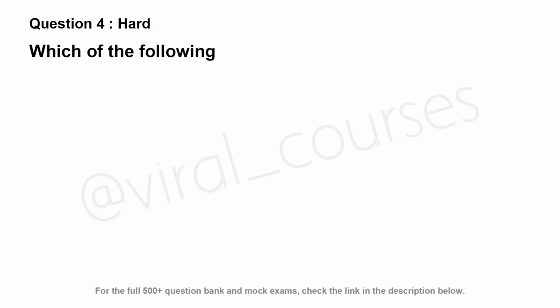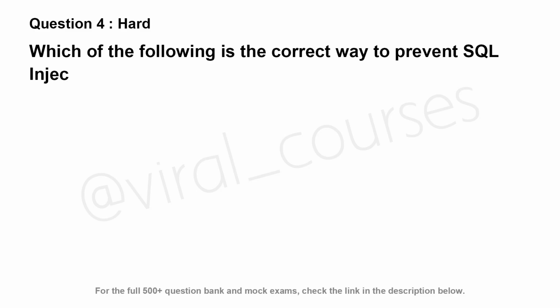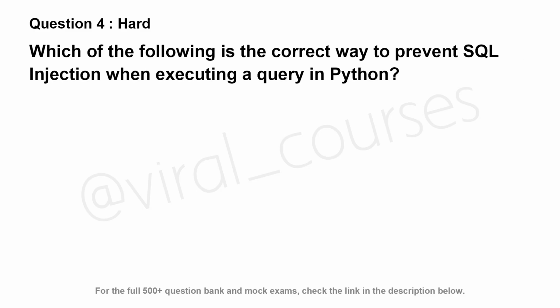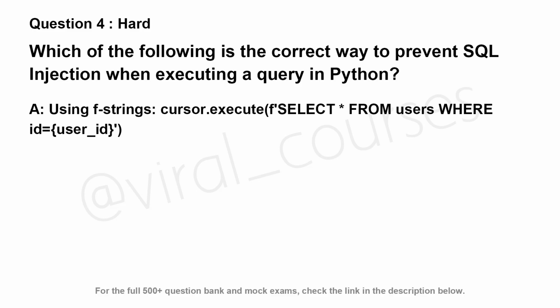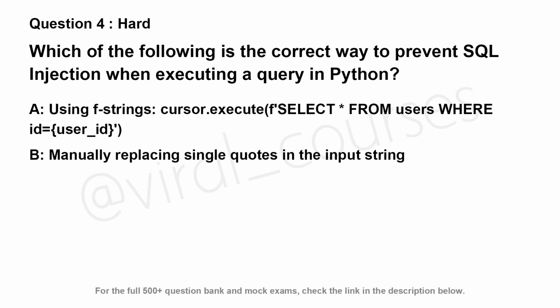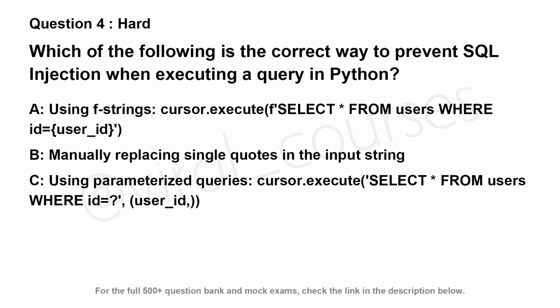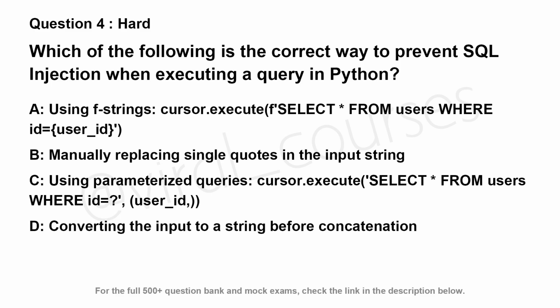Which of the following is the correct way to prevent SQL injection when executing a query in Python? Option A, using f-strings: cursor.execute(f"select * from users where id = {user_id}"). Option B, manually replacing single quotes in the input string. Option C, using parameterized queries: cursor.execute("select * from users where id = ?", (user_id,)). Option D, converting the input to a string before concatenation.